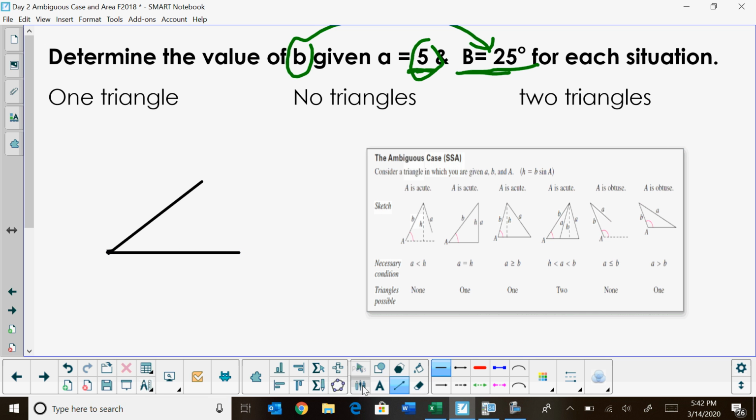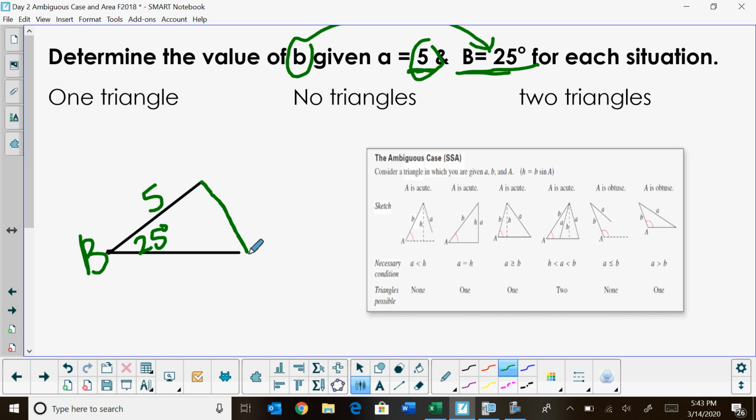Okay, so if this is angle B and it's 25 degrees, side A would have to be the side next to it. And then what would be the length of this side B opposite angle B to create one triangle? Okay, so let's look at the scenarios for one. Here's one, and here's one. Okay, those are the scenarios.